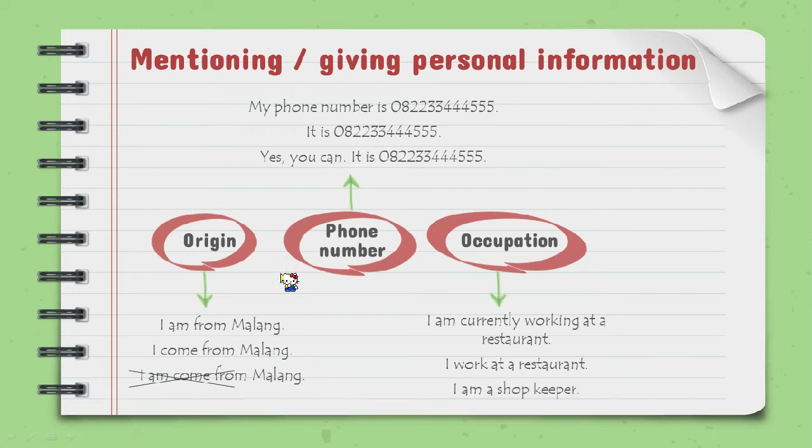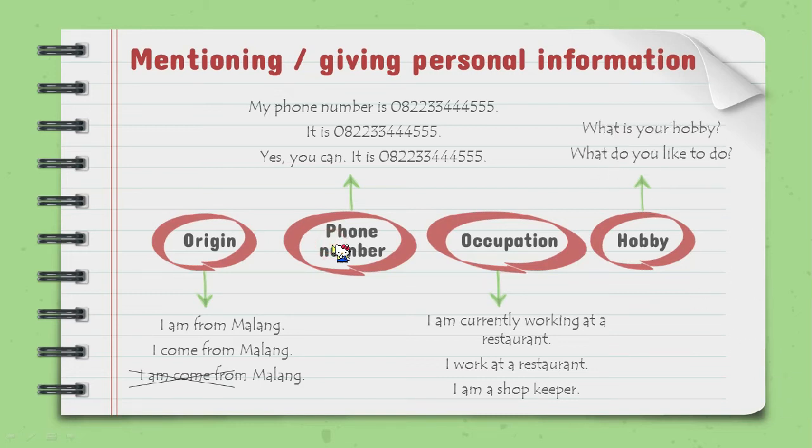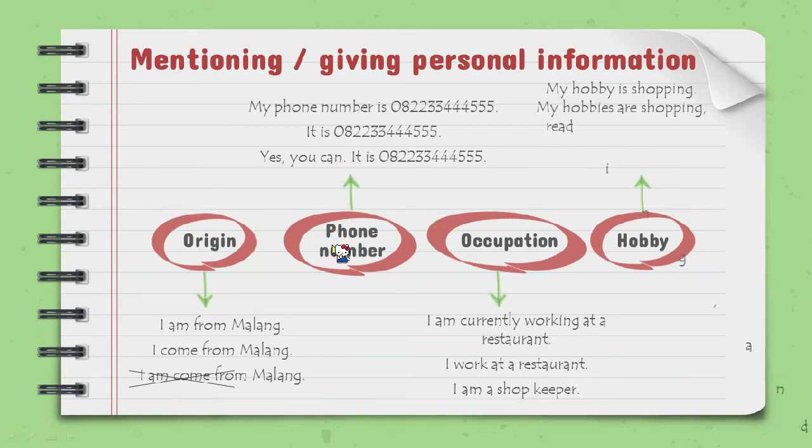Or you can just say, I'm a shopkeeper, I'm a teacher, I'm a doctor, and so on. Okay, and the last is about hobbies. If someone asks you about your hobbies, you can simply answer, my hobby is shopping. My hobbies are shopping, reading, and traveling, if you have more than one, of course.